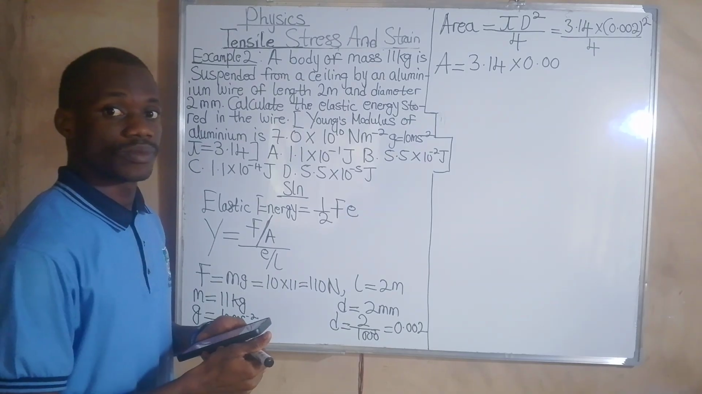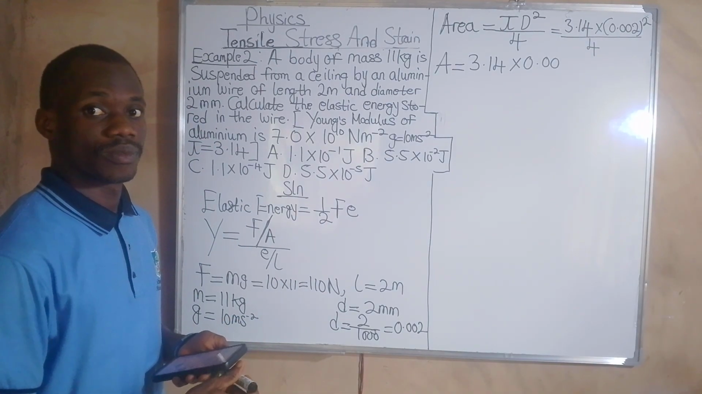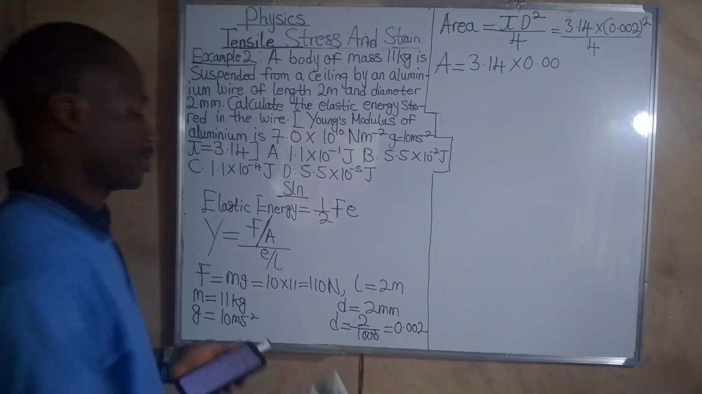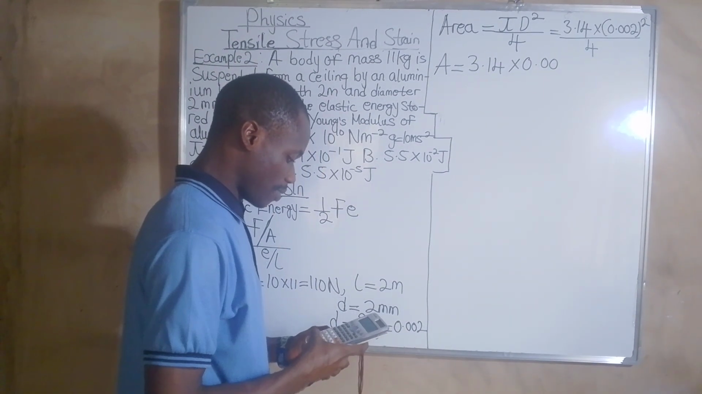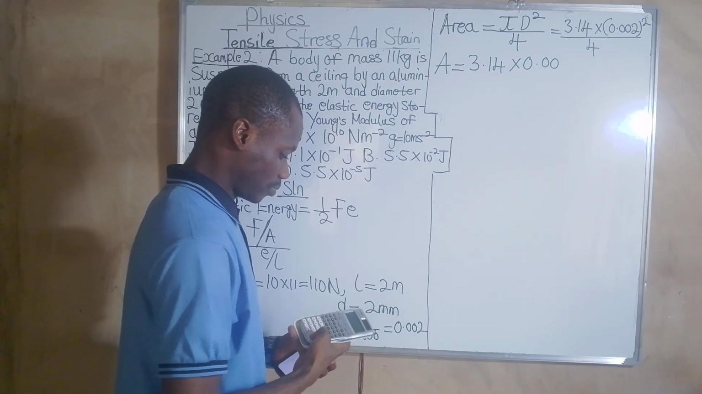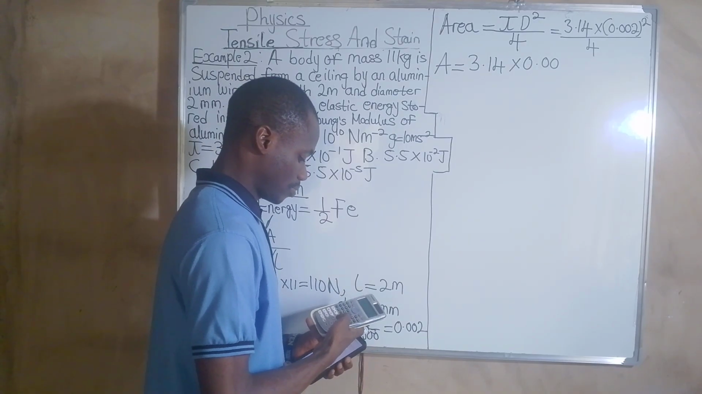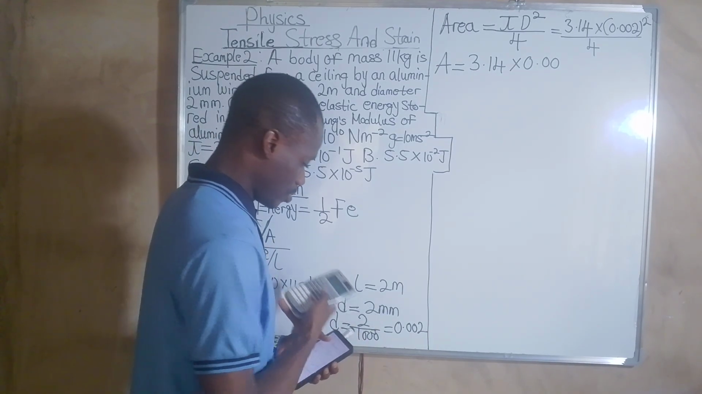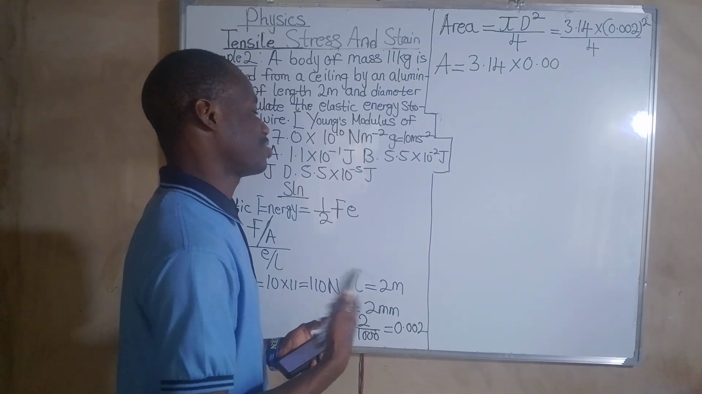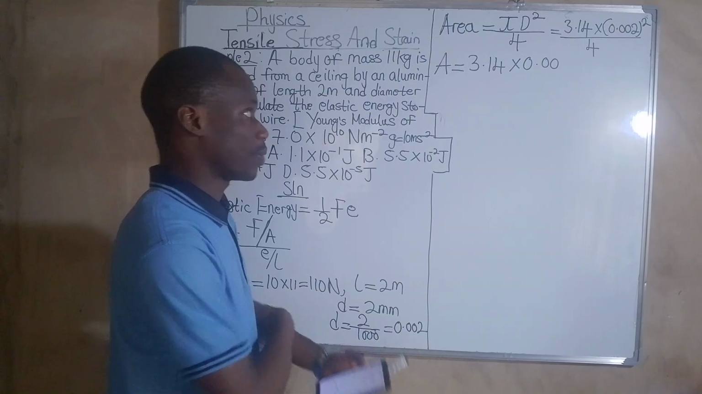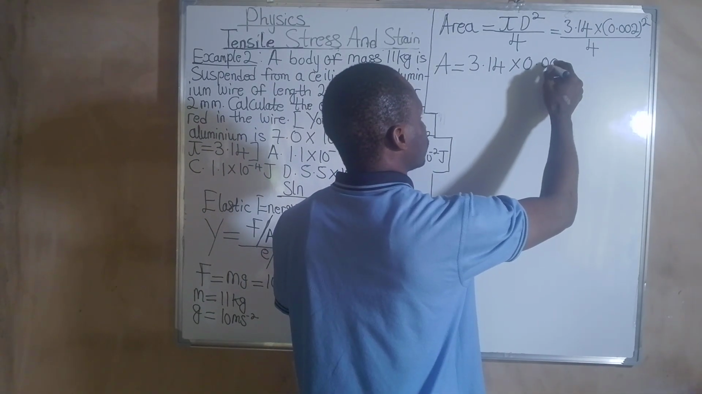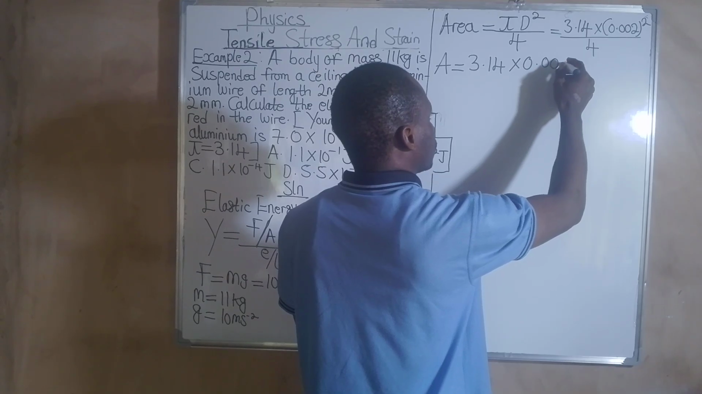It's given us 5, 0, and 4. Okay, clear? Yeah. Clear your last memory. Let's go. 0.002 squared, it's given us 5 zeros before 4. That should be like saying 4 times 10 raised to the power minus 6, right?